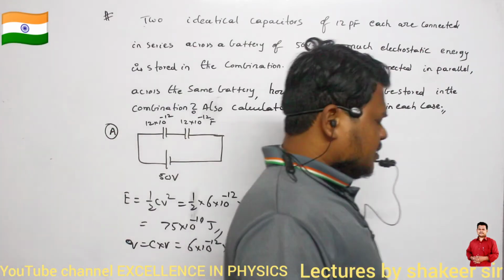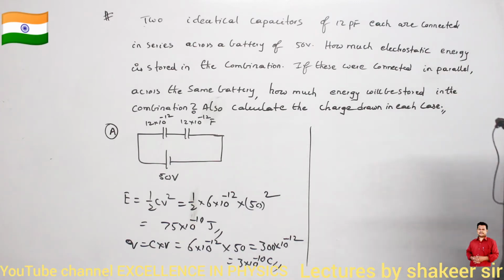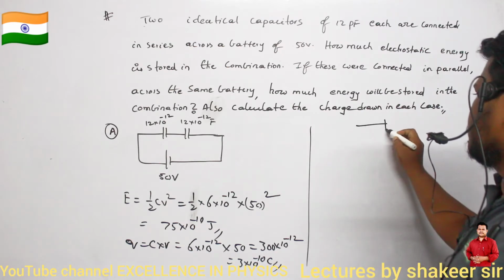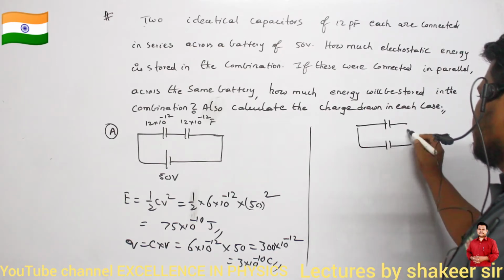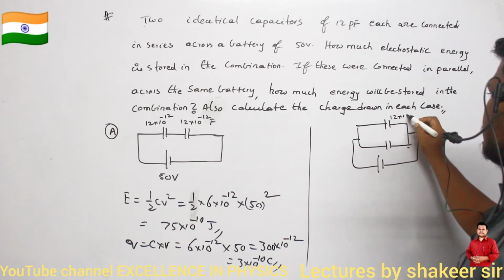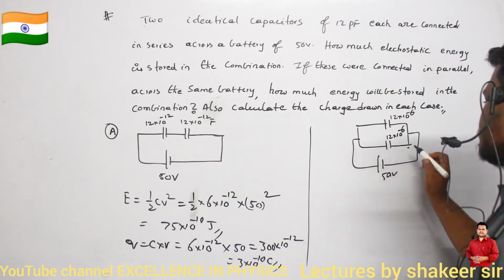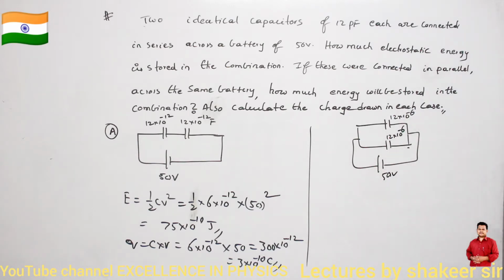Clear? Then he is asking the second question. What is the second question he is asking? If these are connected in parallel across the same battery, this is the second connection. So both of them are connected to the same battery: this is 12 into 10 power minus 6, this is also 12 into 10 power minus 6, and this is a 50 volts battery. Now if they are connected in parallel, what is the total equivalent capacitance? It is just C1 plus C2.